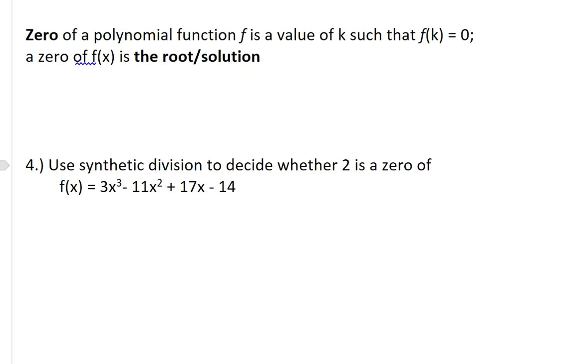Another term that hopefully we remember is zero of a polynomial function. It's also the root or solution. And basically what that says is a value of k such that when you plug in k into a function, the result is 0. And you can see that by this notation right here. So when you plug in k into the function and the result is 0, that means it is a zero of the function, or it could also be called the root or the solution. Again, some vocab that you'll need to know for this chapter.